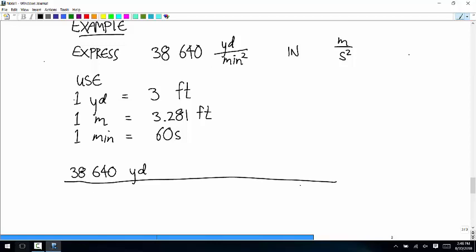And so the way I'm going to do this is I'm going to write this as minutes times minutes. The flow of what I'm going to do is go from yards to feet, then feet to meters, and then minutes to seconds. So to go from yards to feet, to cancel the yards in the numerator of our starting value, we want the yards in the denominator of the conversion factor.